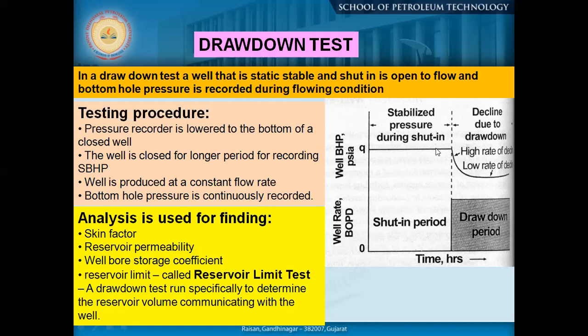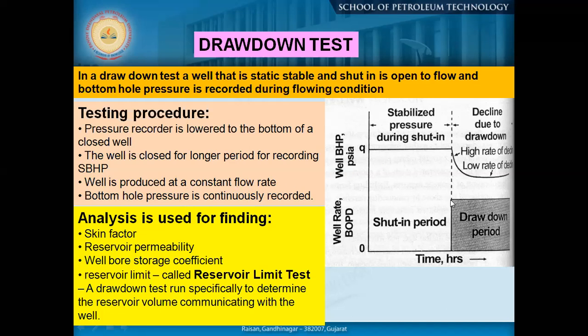So before that, we lower down our instrument. So what is the testing procedure? The pressure recorder is lowered to the bottom of the closed well. So it was closed, so you have a static bottom hole pressure. Before that, you lower down your instrument up to the desired depth. Then the well is closed for a longer period for recording SBHP. That means you are recording this pressure. It is stabilized. Now the well is produced at a constant rate of flow.